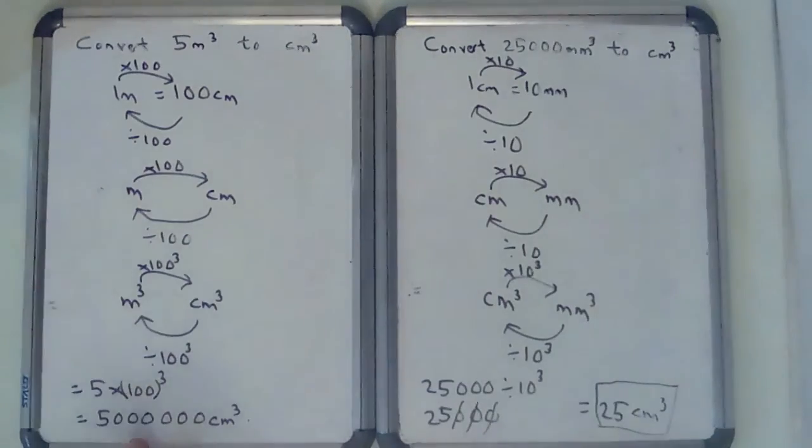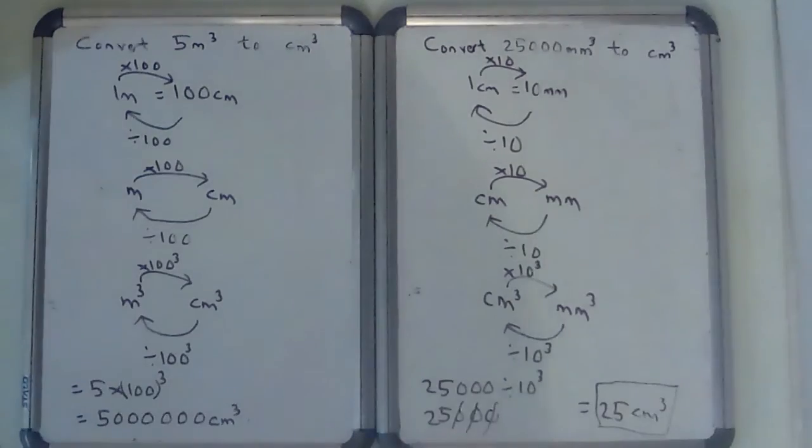So I would say both of those are worth checking. The first seems like a surprisingly large number. If you've never done it before, you'd be surprised by how large that is. And the same with this one, which is quite small, isn't it? 25,000 millimeters cubed only ends up being 25 centimeters cubed. I think you'd probably expect it to be a bit more than that.